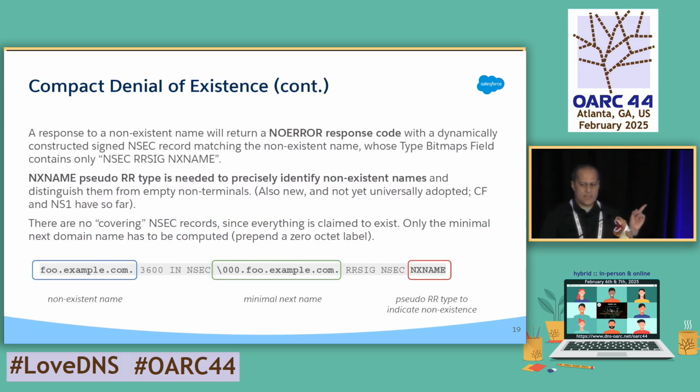So here's an example of what it looks like. Now all responses for non-existent names will return a NOERROR answer, not an NXDOMAIN response code. And the authority section of these responses will contain a single NSEC record that matches the non-existent name. It has a minimal next name. And in the type bitmaps field, there is an extra synthetic, a pseudo record called NXNAME, which demonstrates that the name actually doesn't exist, right? So this is a way that you can clearly and conclusively distinguish it from things like empty non-terminals.